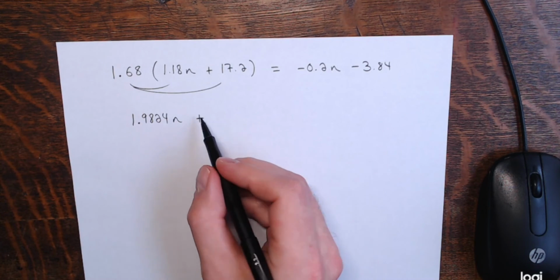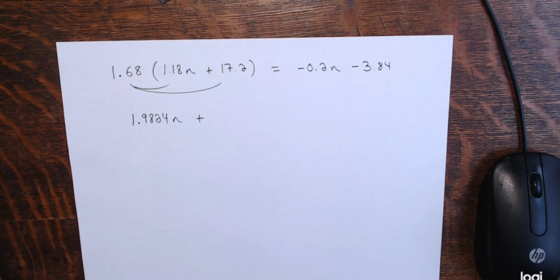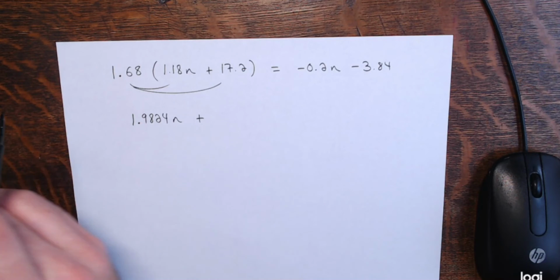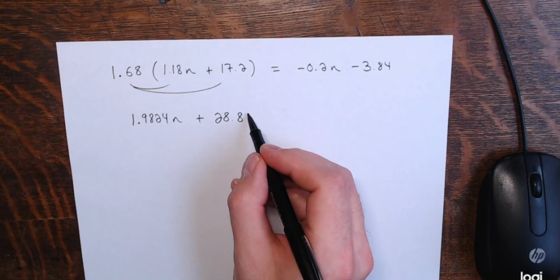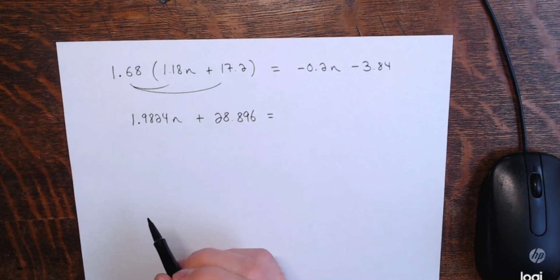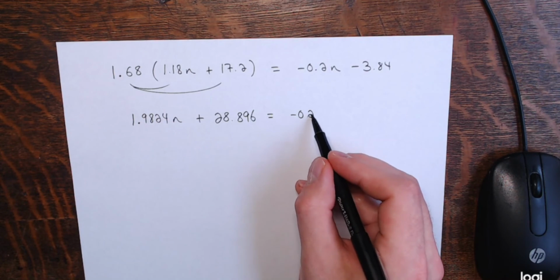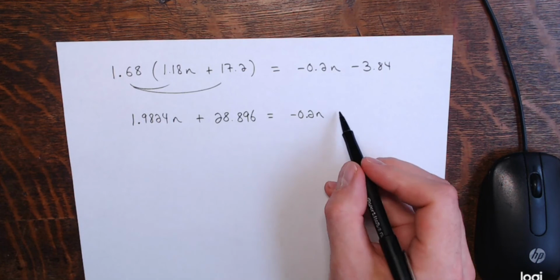plus 1.68 times 17.2 is 28.896. Okay. And then the other side I didn't do anything with, right? But I have cleared the parentheses using the distributive property.